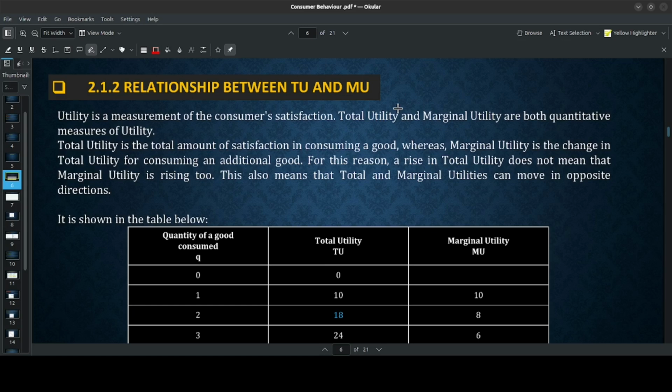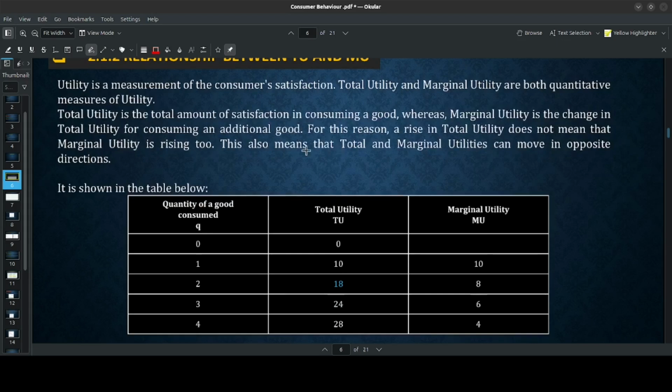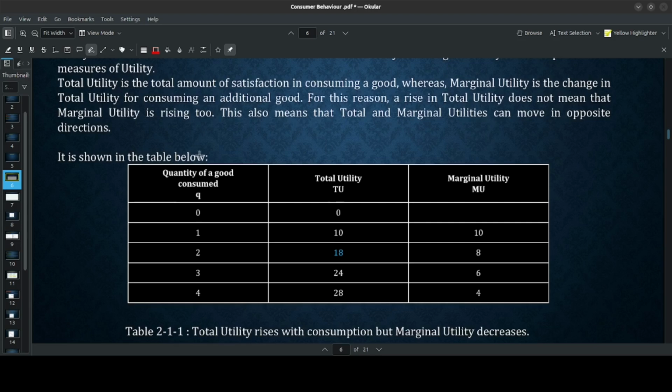Now we discuss the relationship between total utility and marginal utility. For simplicity, I discuss it by a table. In the first column is the quantity of good consumed, in the second column total utility, and in the third column marginal utility. When we take 0 units, total utility is 0. When we take 1 unit, total utility is 10.